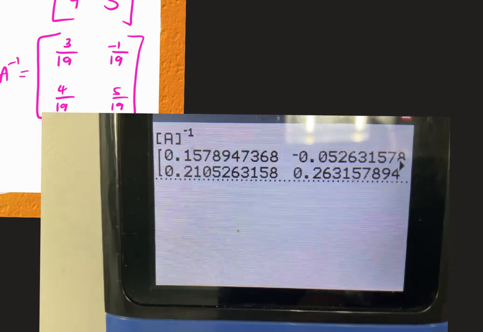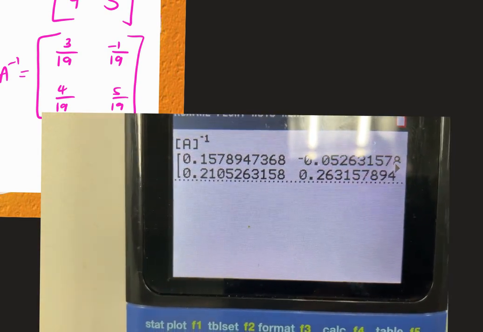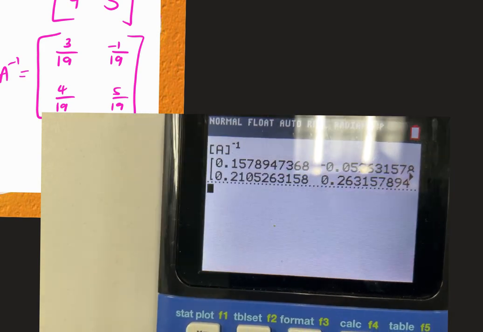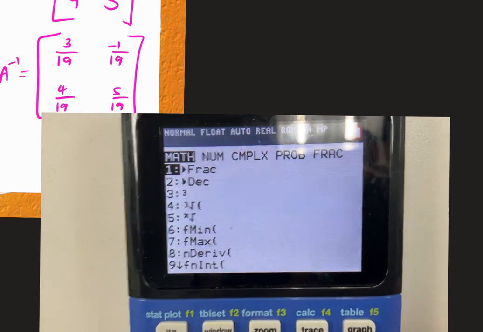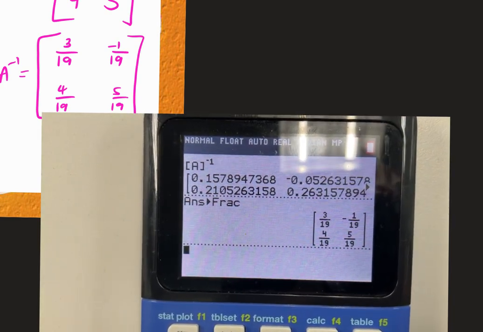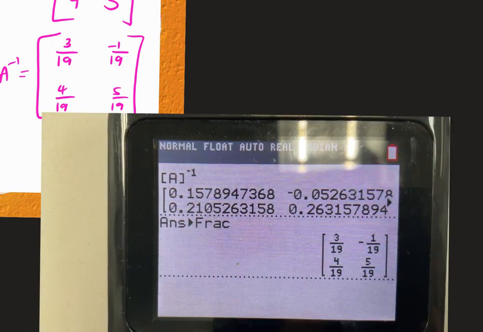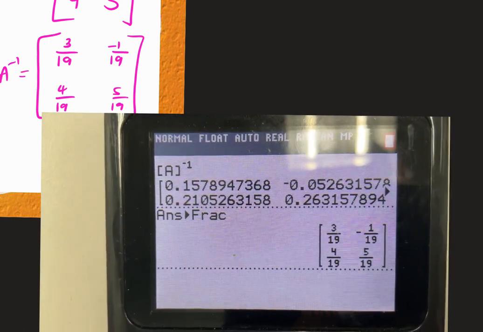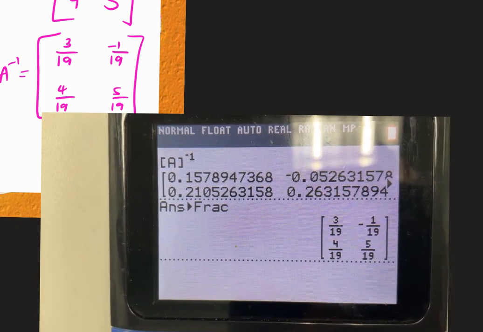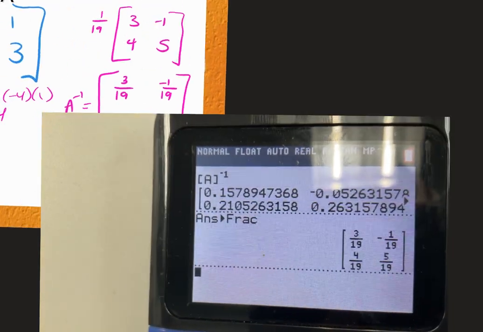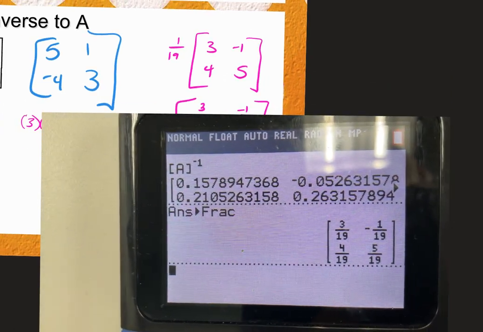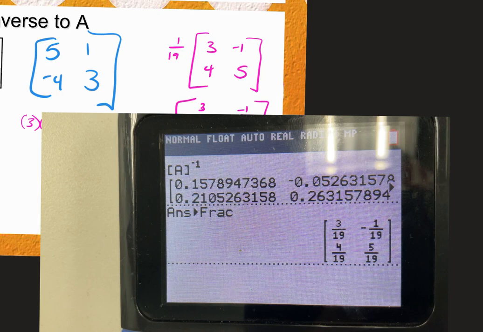All those weird decimals. How do you change decimals to fractions on your calculator? Math. Go to math. And go to arrow fraction. And hit enter. And hit enter again. You won't, but I would say this is good for checking your work. You would not have them. What numbers did you use? I used the ones that I gave you, the 5, 1, negative 4, 3. Oh, okay. I forgot about that fraction.